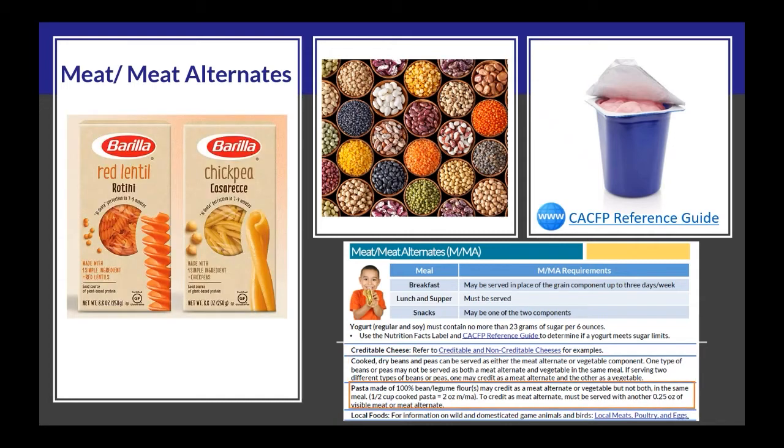Another meat alternate to serve as a vegetarian option is pasta made of 100% bean or legume flour. These types of pastas may credit as a meat alternate or vegetable, but not as both in the same meal. A half cup of cooked pasta credits as 2 ounces of meat alternate. However, to credit as a meat alternate, the pasta must be served with another 0.25 ounces of visible meat or meat alternate. So one idea to keep the dish vegetarian is that you could add beans or cheese to this pasta.